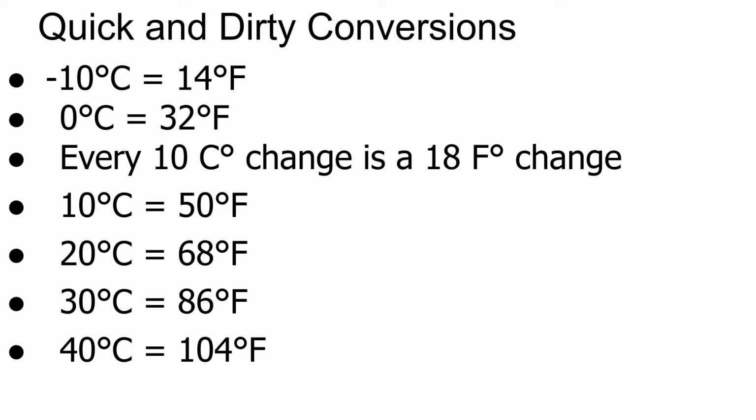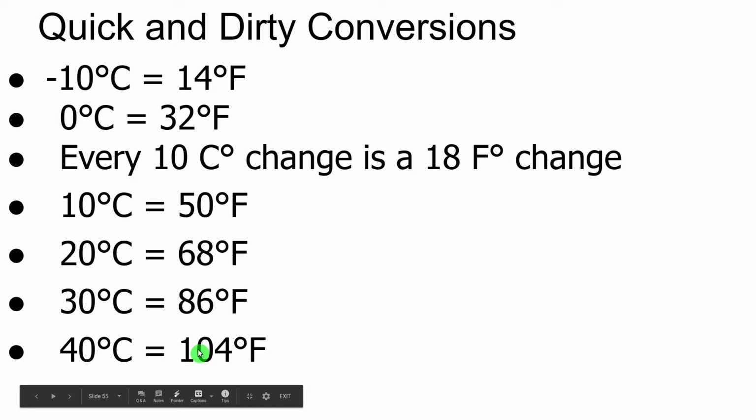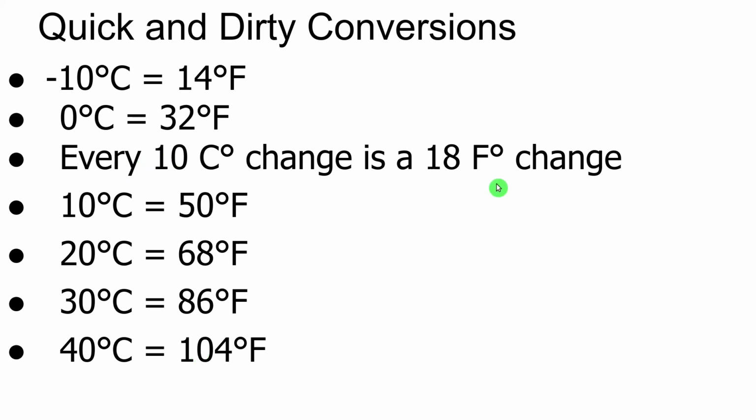And for me, well, you need to memorize 0 is 32. And from there, it's pretty easy just to start memorizing, well, 10 is 50. So if 10 is 50, if you go up 10, 10 goes up to 20. 50 goes up by 18 to 68. So 20 is 68. Go up by 10, go up by 18, go up by 10, go up by 18. Okay, so every time you go up 10, you're going up 18. So every time you go up 1, you're going up 1.8.